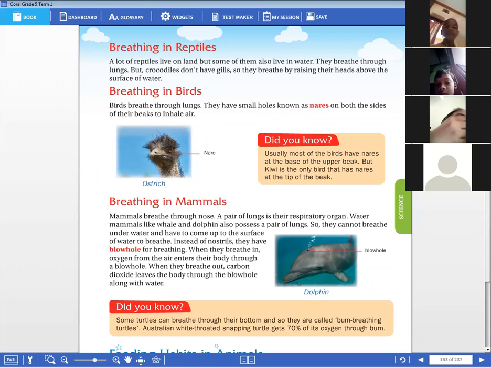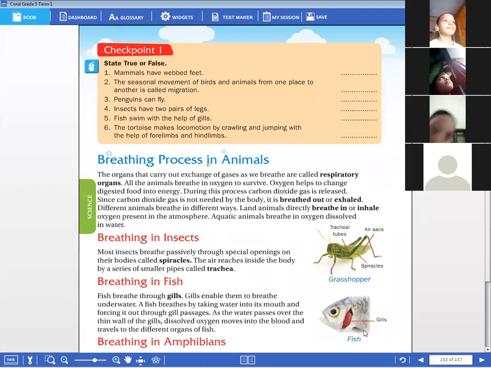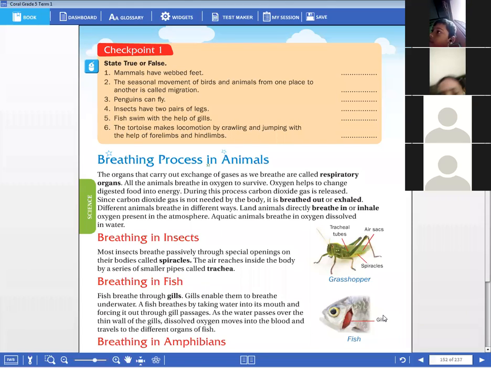So first, let's see the hard words from breathing process in animals. Organs. Exchange. Gases. Breathe. Respiratory. Survive.